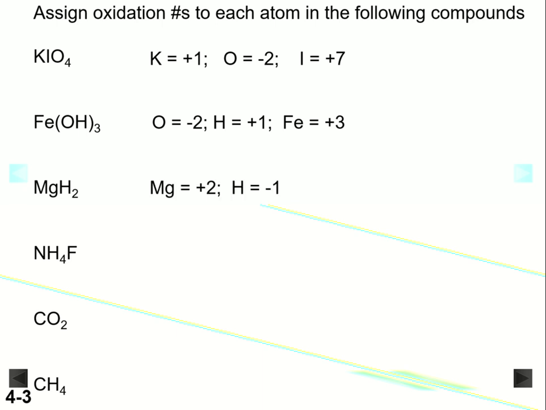Next up, we have NH4F, that is, the compound ammonium fluoride. NH4 you recognize as a polyatomic ion. Fluorine is always -1. Hydrogen is +1 in this case, making nitrogen a -3. Next, we have a covalent compound, carbon dioxide. Oxygen is -2, therefore carbon must be +4 to counterbalance that charge.